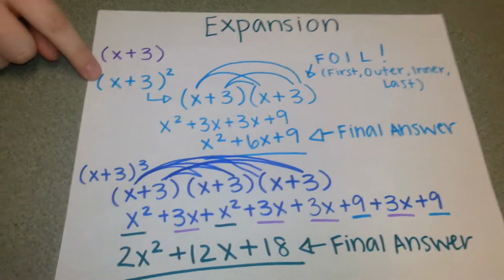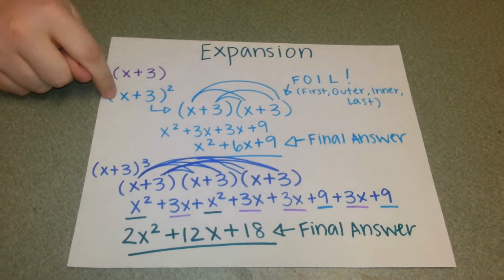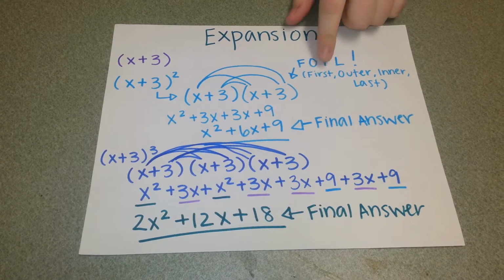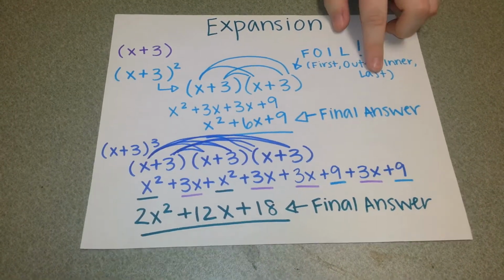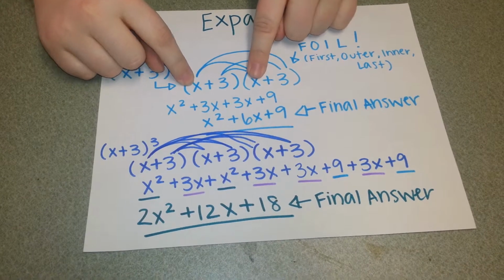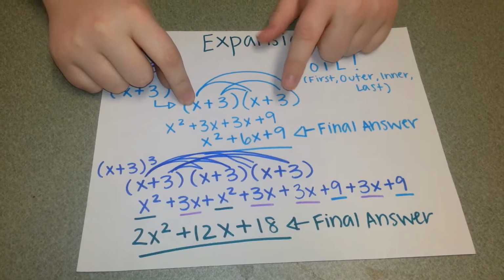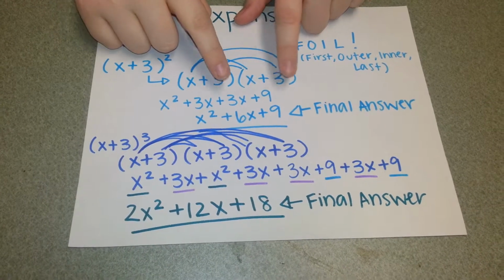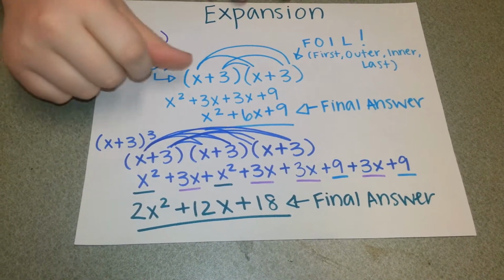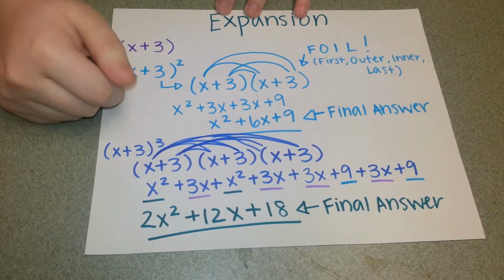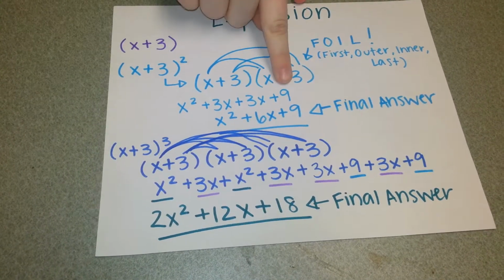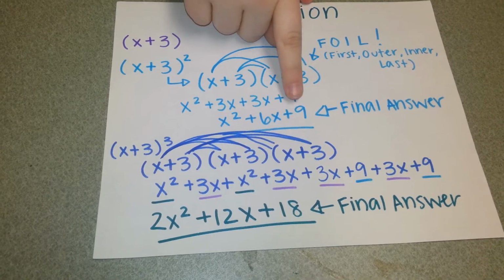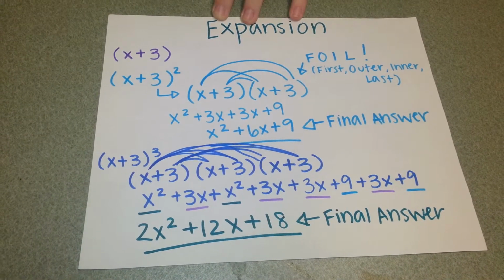Sometimes you'll end up with this. When you expand this, you're going to end up with a polynomial. To expand, you use FOIL, which is first, outer, inner, and last. You multiply these first terms, the outer terms, the inner terms, and the last two. When you FOIL it out, you get x squared plus 3x plus 3x plus 9. When you combine like terms, you get x squared plus 6x plus 9, and that's your final answer.